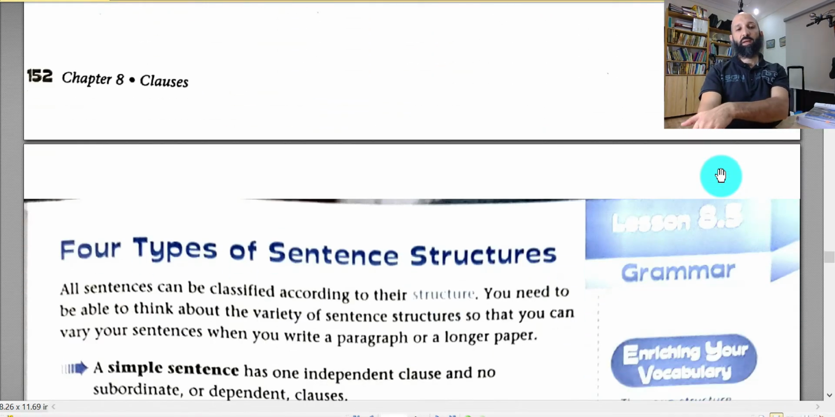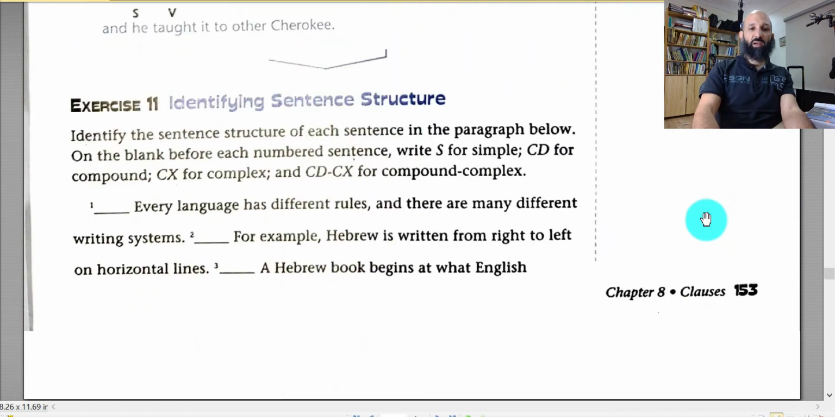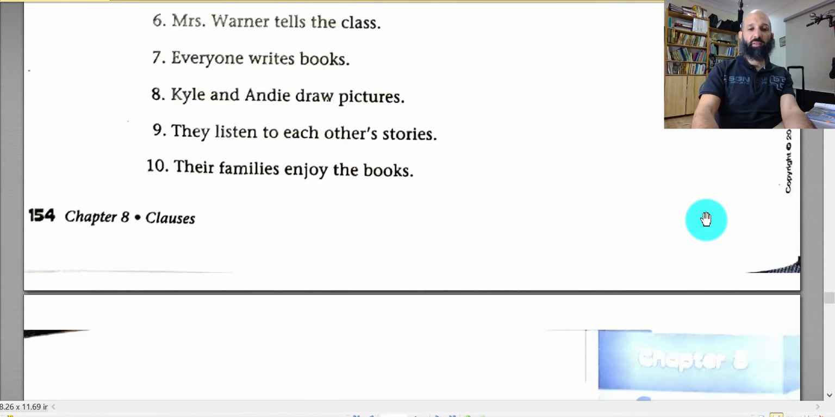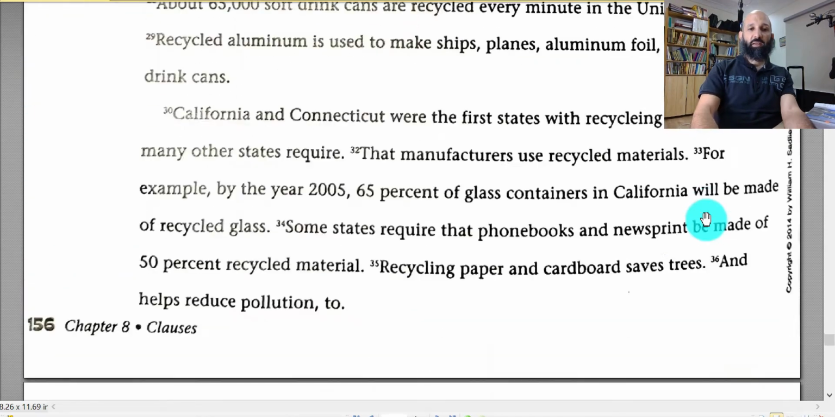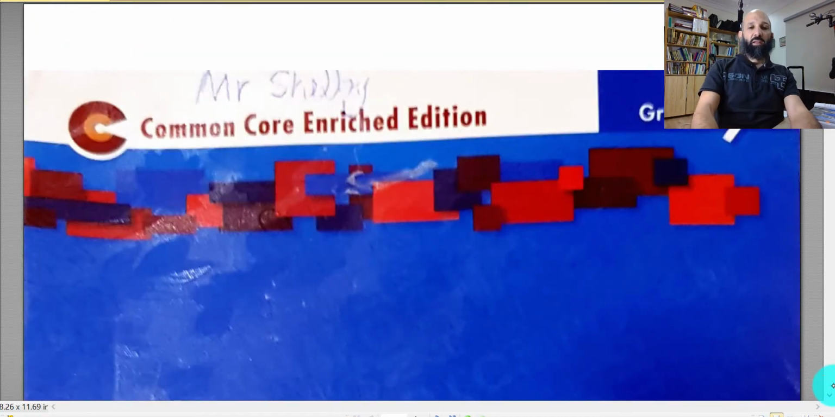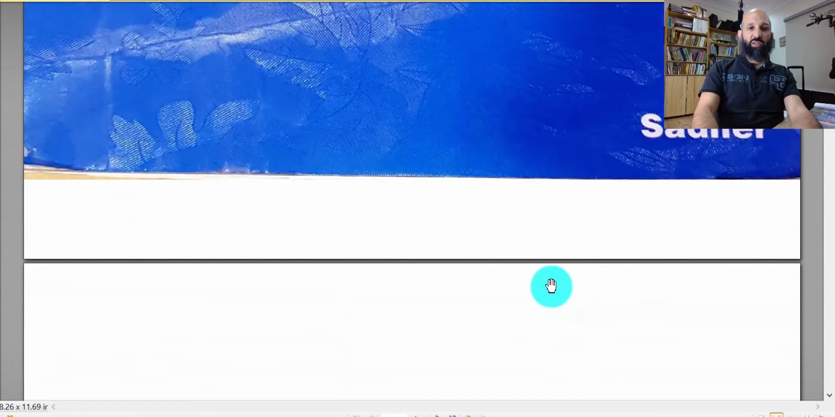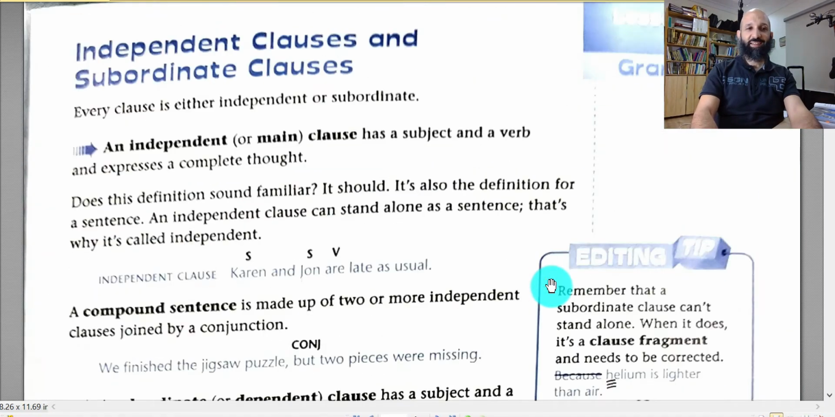and we will talk about the 4 types of sentence structures. There will be lesson 8.5, so 5 lessons are in this chapter. And after that, we will have a couple of lessons on revising and editing. And then we will have a chapter review, and we're done with the unit. So let's start lesson 8.1, which is on clauses. So what are independent clauses and subordinate clauses?